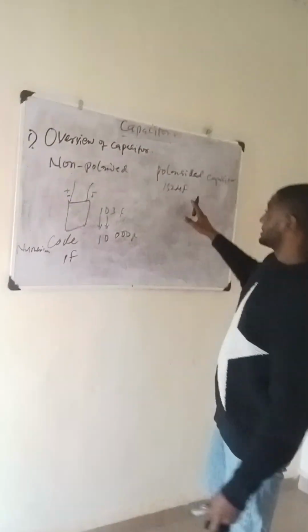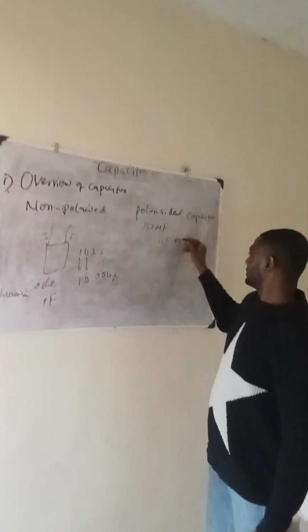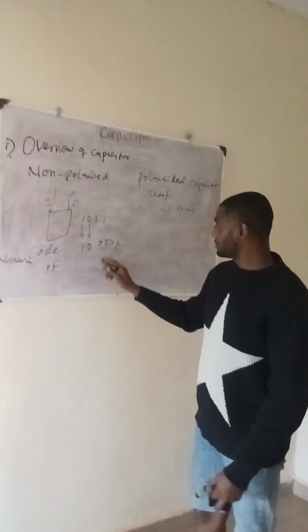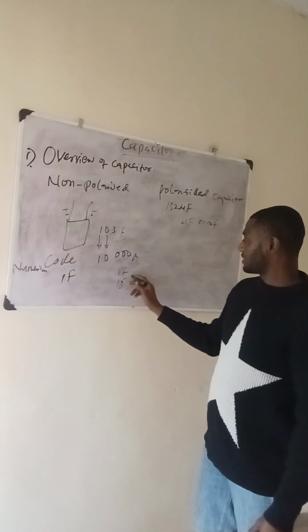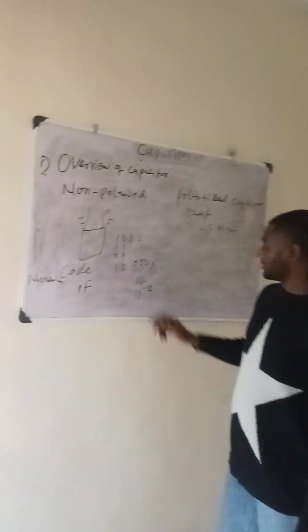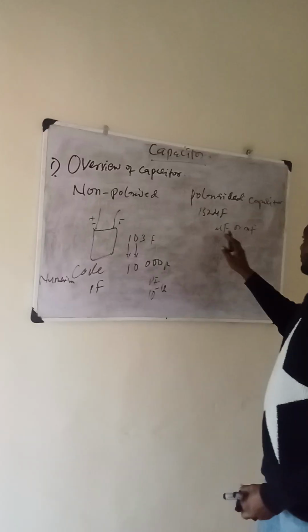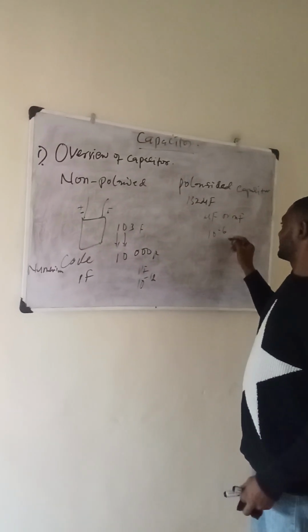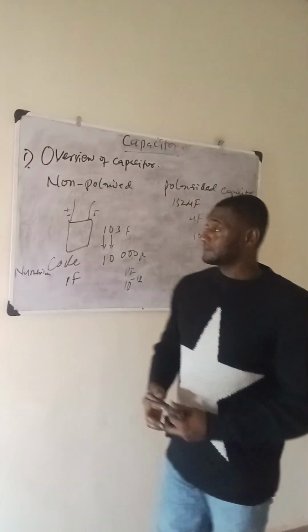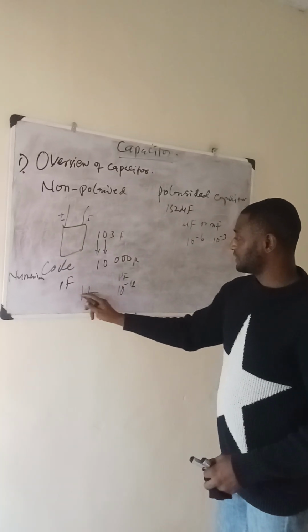But in this case, the capacitor is in microfarad or in millifarad. Of course, pico means 10 raised to the power minus 12, which is very small, while nano is to the power of minus 9, but micro is to the minus 6, and then milli to the minus 3. Okay, so that is the major difference. And in symbol, this is two parallel plates.